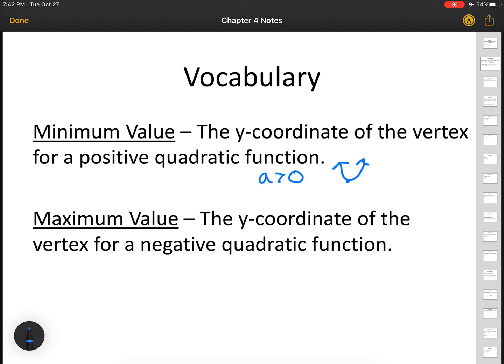The maximum, on the other hand, is the y-coordinate of the vertex for a negative quadratic function. So if your a is less than 0, so if it's negative, then these look like hill-shaped parabolas. And if you're on the roller coaster, you're at the highest point up top and you're ready to go back down. That is the maximum point, or maximum height, before you start to go back down. So if your a is negative, that is the maximum.